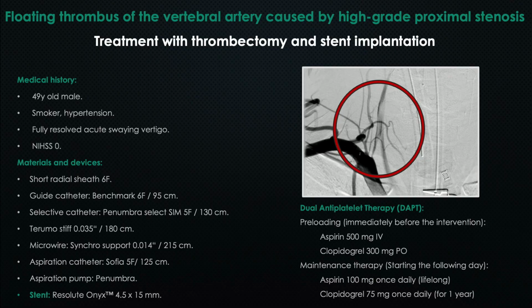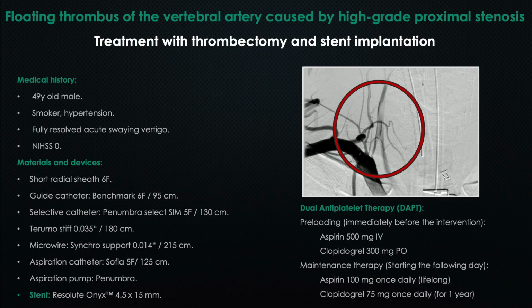To treat the stenosis, we've taken a balloon-mounted stent, Resolute Onyx 4.5 by 15 millimeters. Immediately before the intervention, the patient was loaded with 500 milligrams aspirin and 300 milligrams clopidogrel, and starting the following day, aspirin 100 milligrams once daily for life, and clopidogrel 75 milligrams once daily for 1 year. We've performed the intervention through a transradial access.